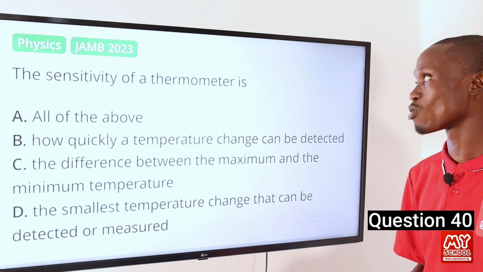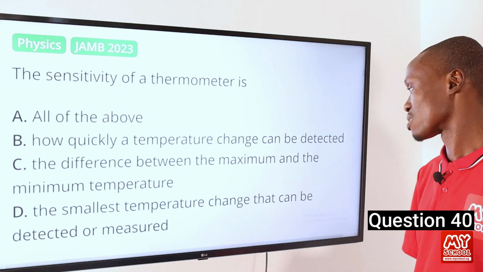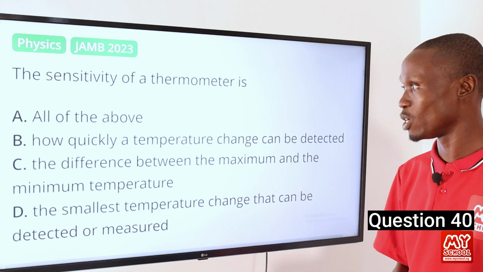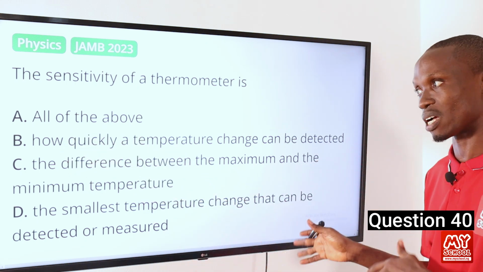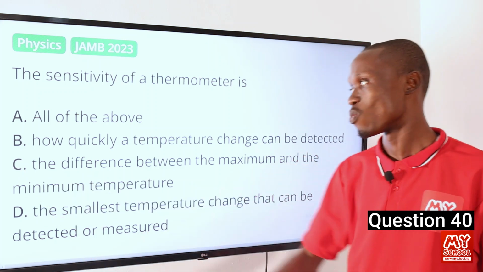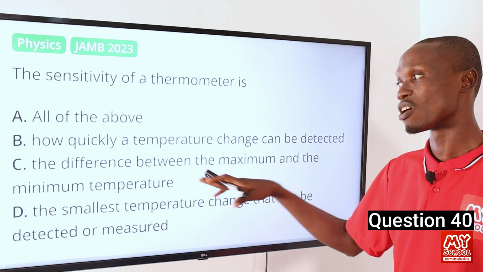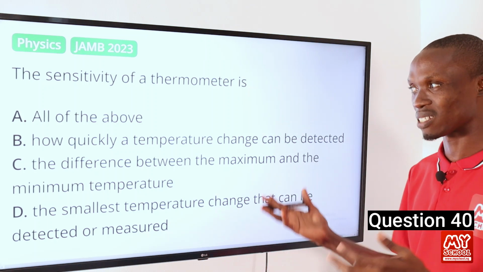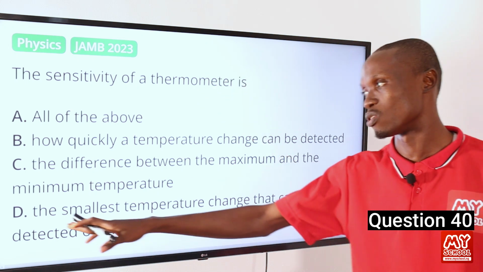So the sensitivity of a thermometer is actually about the smallest temperature change that the thermometer can detect or measure. Okay, so it's not option B, how quickly a temperature change can be detected, and it's not option C, which is the difference between the maximum and the minimum temperature. This is talking about range, or you can as well look at it as fundamental interval. So the correct option to this question is option D.